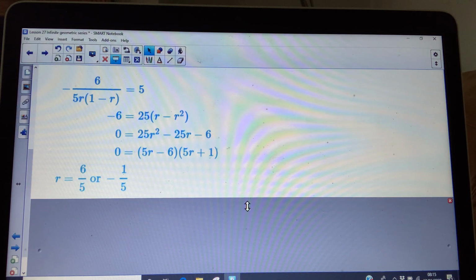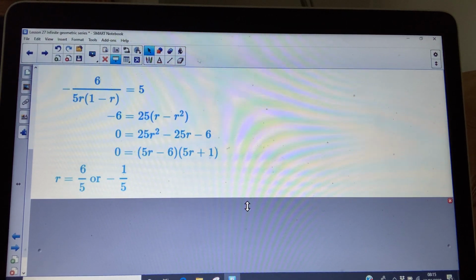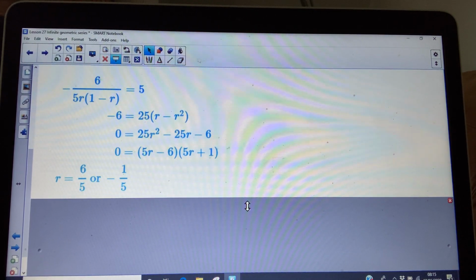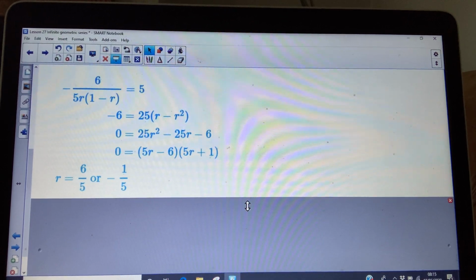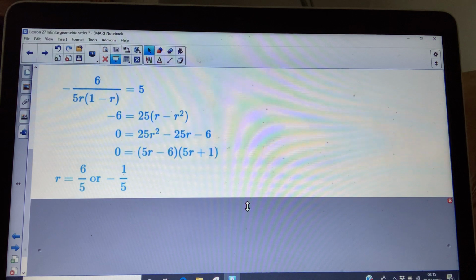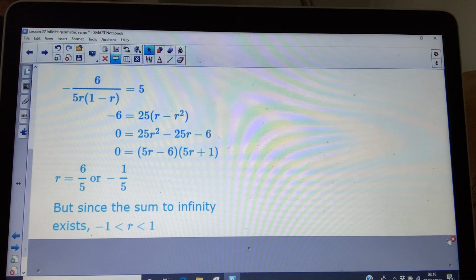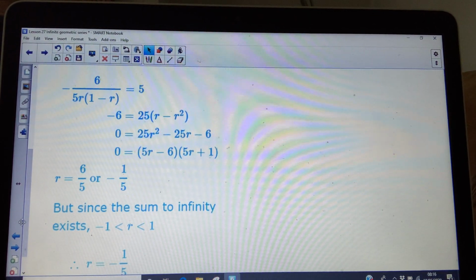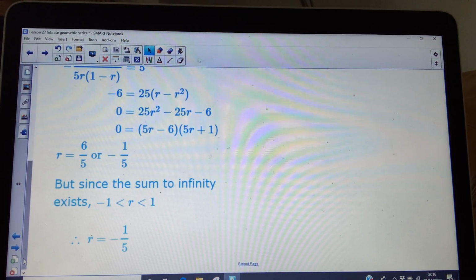Now, in normal geometric series, there's not really any restriction on r. However, in a convergent geometric series, there is. You know that the sum to infinity can be found of this geometric series. So that means r must lie between 1 and negative 1. So this is not a valid r. So we know that your common ratio must be minus a fifth.